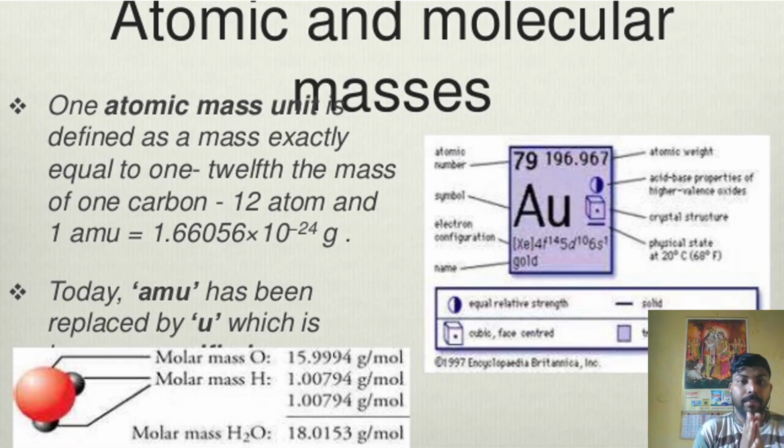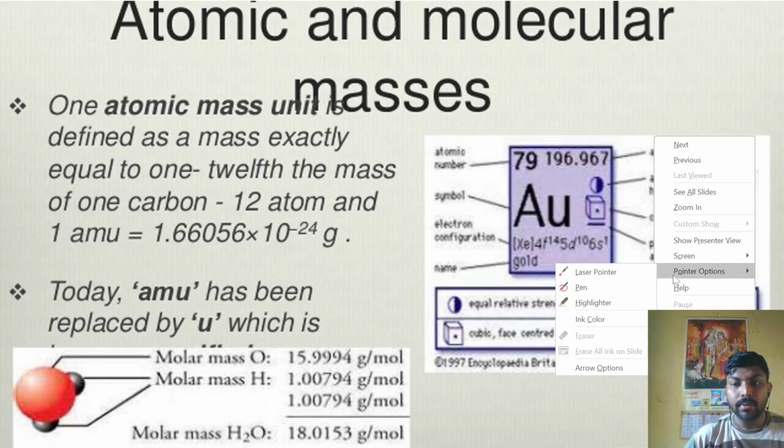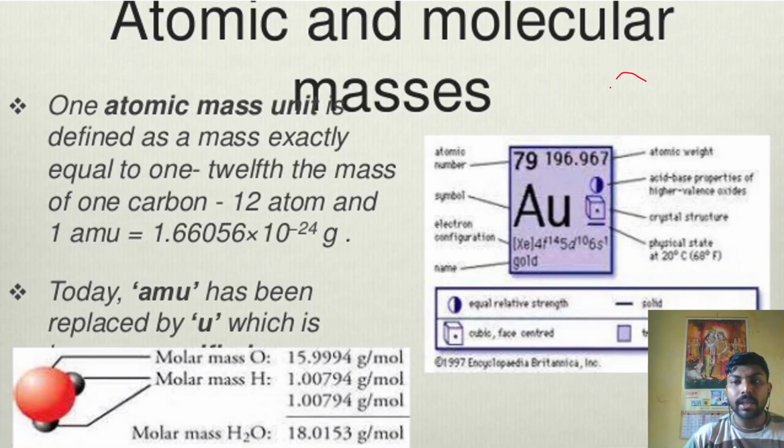So in the last class, obviously, we have read about atomic and molecular masses. If I ask you, can you calculate the mass of an atom? It is not possible to calculate the actual mass of an atom, because an atom is very small in size. So what we are calculating is the relative atomic mass. For that, we have to take one standard reference, and that reference is the carbon 12 isotope.